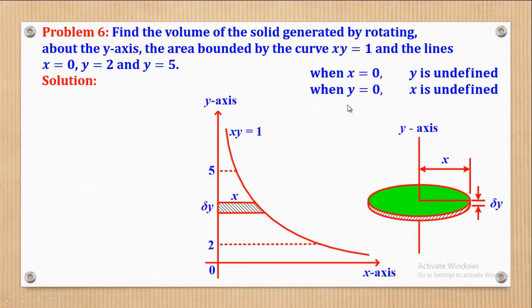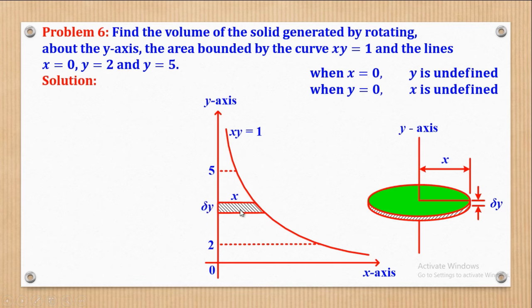Next is to sketch. I think we realize that this curve does not touch this axis, and this curve also does not touch this axis. So this is the curve xy equals 1, and we're also given the lines x equals 0, y equals 2, and y equals 5. So x equals 0 is this, y equals 2 is this, and y equals 5 is this. Now the laminar enclosed will be from here to here, and from here to here. Rotation is done about the y-axis, therefore the elementary strip will be in this form. This is the small change in y, and this is the x.